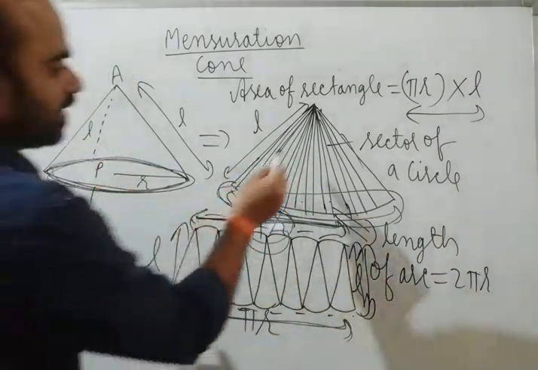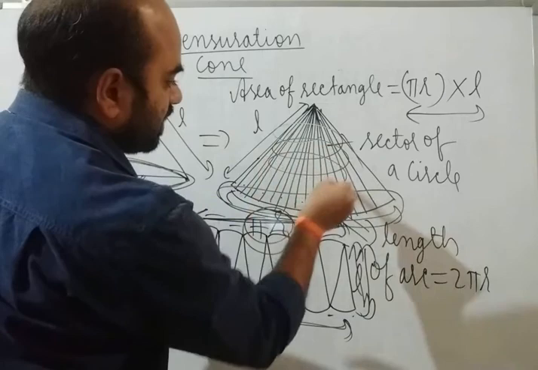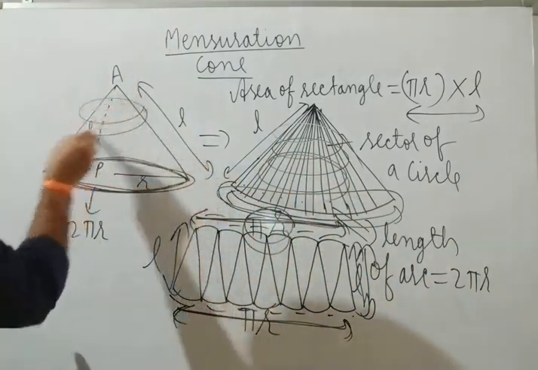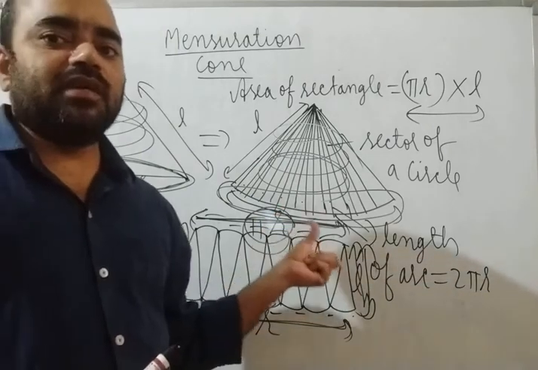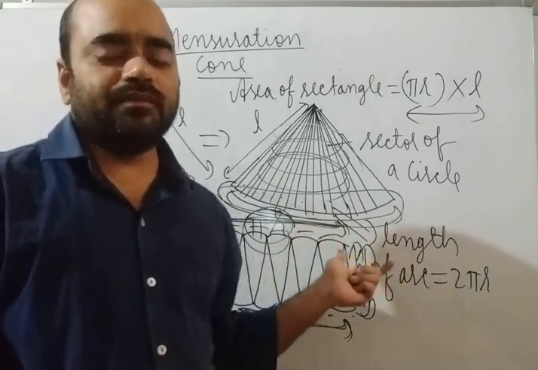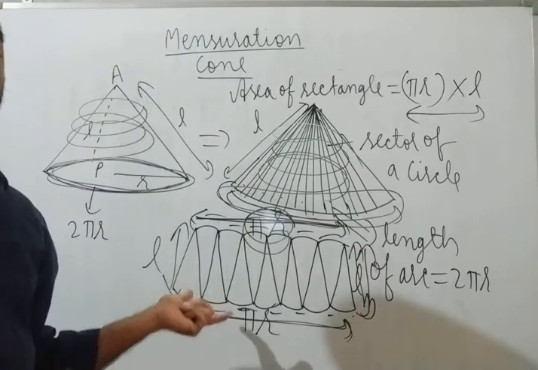What are we calculating? This area, na? So what is this area? Pi r L. That is the curved surface area of the cone. Correct? You can verify this.